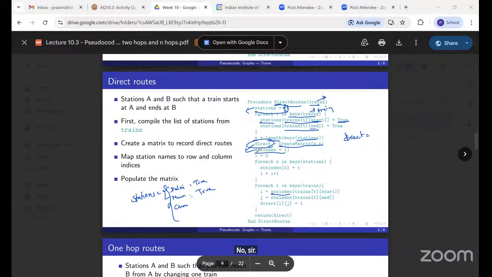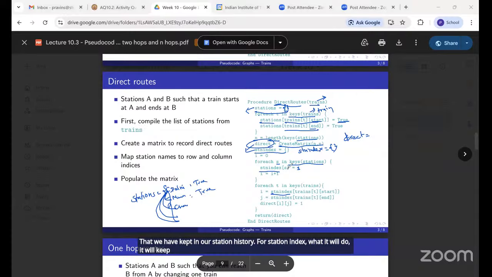Station index. So in station index, we are creating again an empty dictionary, and I is equal to 0. Just keeping the station index as 0. And for S in keys of the stations, it will iterate through all the stations that we have kept in our station dictionary. For station index, what will it do? It will keep the indexing numbers, for example, for each station.